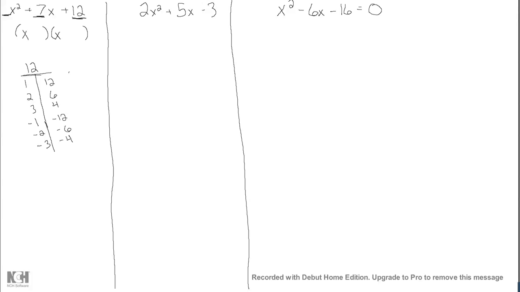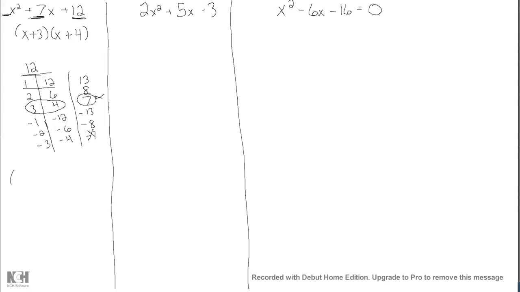Because a negative times a negative still gives me a positive 12. Now on a third column, I want to see what I get when I add each number in the pairing. So 1 plus 12 gives me 13, 2 plus 6 gives me 8, 3 plus 4 gives me 7, and there's the number I want, so that's the pair of numbers I want. Notice I can keep going, but these are all going to be negative when I add them, and I wanted a positive 7, so I use this pair of factors here, the 3 and the 4. Since they're positive, I put plus signs in front of them. So x plus 3, x plus 4 is my answer to the question, what is this factored out?